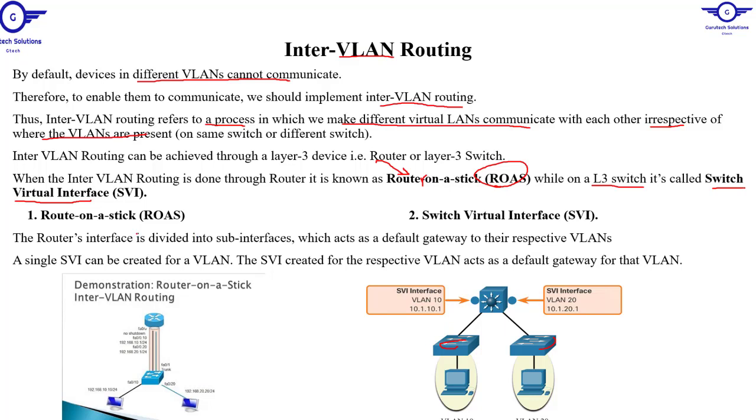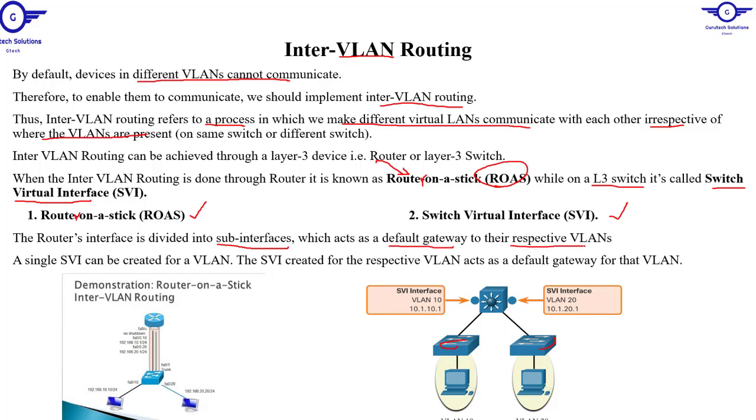So what's the difference between a router on a stick and an SVI, or switch virtual interface? In a router on a stick, we divide a single interface into sub interfaces. For example, we've been configuring gig 0/0. If we have VLAN 10, VLAN 20, VLAN 30 in our network, we are going to create sub interfaces on the router. If the physical interface was gig 0/0, then the sub interfaces can be gig 0/0.10, gig 0/0.20, gig 0/0.30 according to the VLAN number.